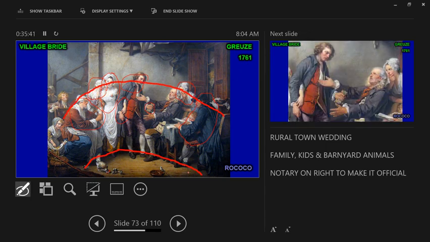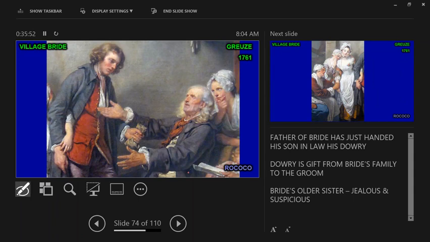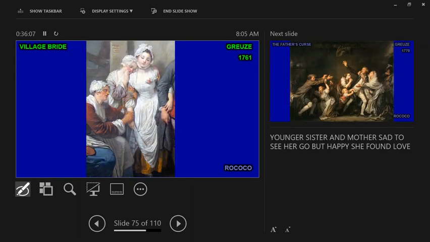Compositionally, this has a nice curve to it to help guide the eye around. So the father of the bride has just handed the son-in-law his dowry. The dowry is a gift from the bride's family to the groom. And the bride's older sister is jealous.